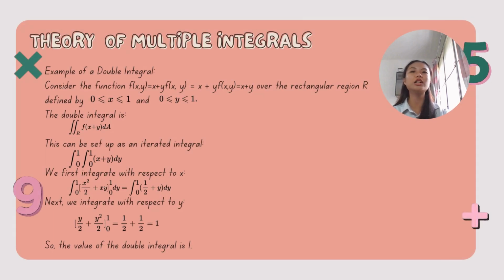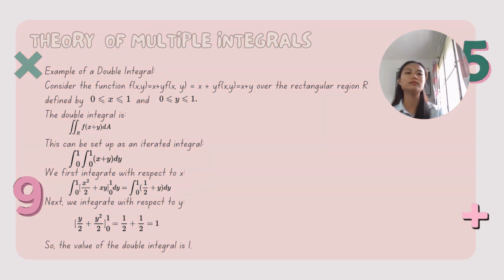Okay, so now, in the theory of multiple integrals, the example of a double integral considers a function of two variables over the rectangular region R, defined by the equation given. The double integral formula is given. We can set up the integral, and we first integrate with respect to x. Next, we integrate with respect to y. So we get the double integral value is 1. We calculate the answer is 1.